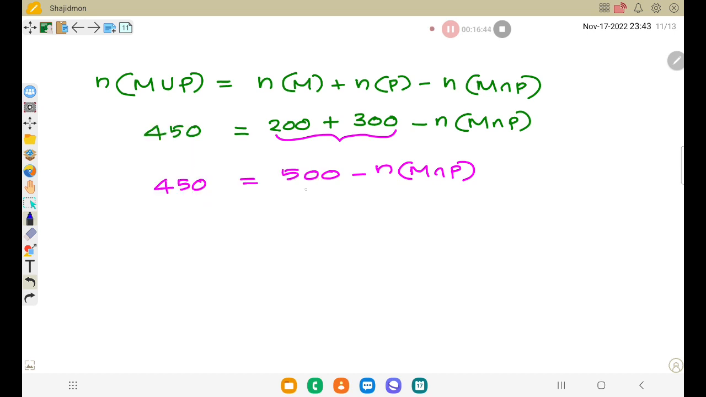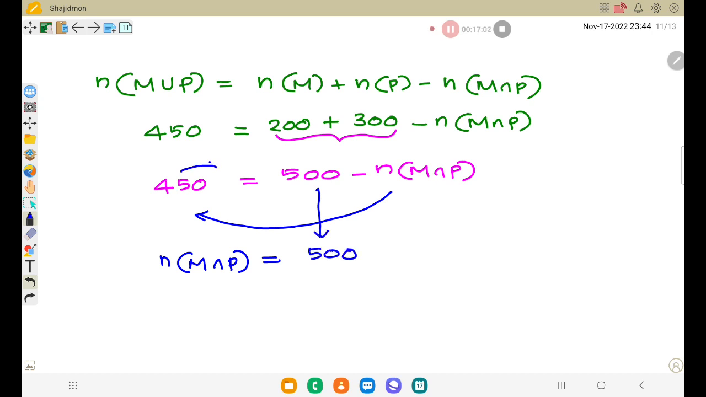Now take the number of M intersection P to the next side, so that you can delete that negative sign. Minus number of M intersection P means number of M intersection P equals 500, and 450 taken to the next side becomes minus 450. So 500 minus 450 is 50. So the number of people studying math and physics is 50. This is the idea of that question, using the inclusion and exclusion principle.